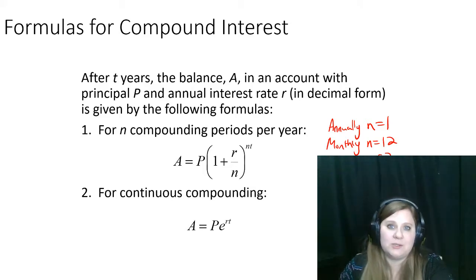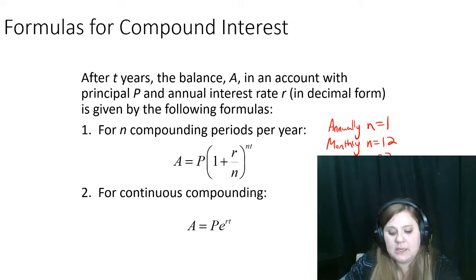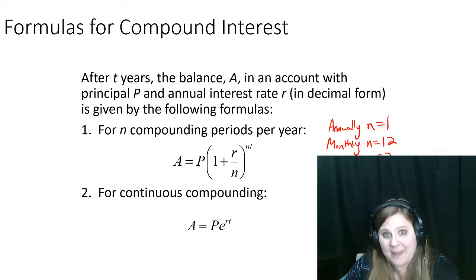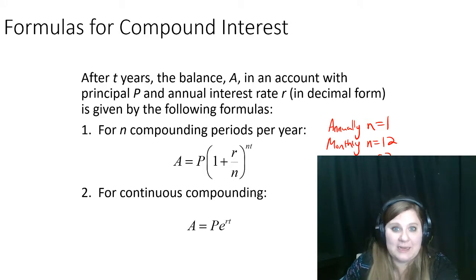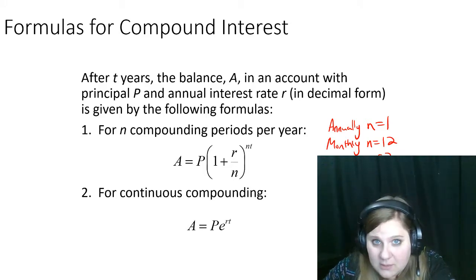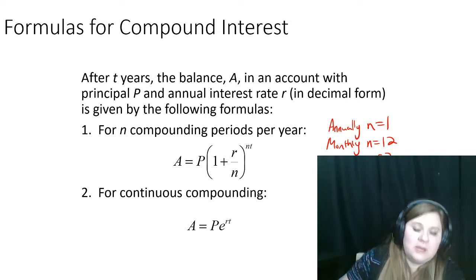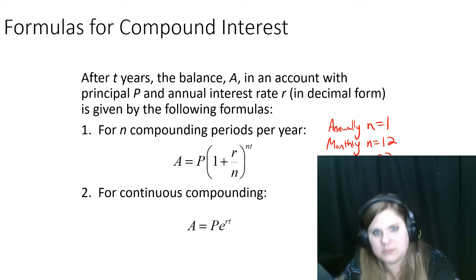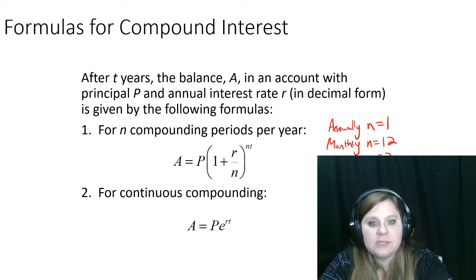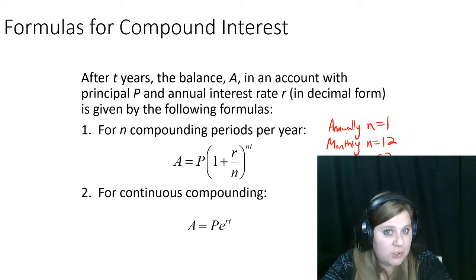Reminder of how compound interest works. The idea is that you earn interest on the original amount. Then that amount changes because you've added interest. Now you're earning interest on the new amount. Then that interest is added. Then you earn interest on that new amount, and so on and so forth. So it snowballs. Okay? So these are the two formulas that you need to know.